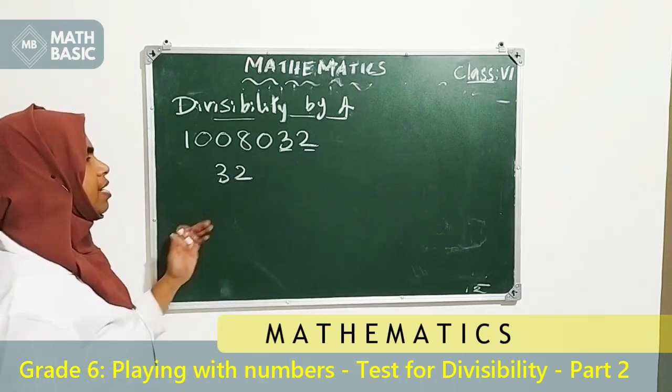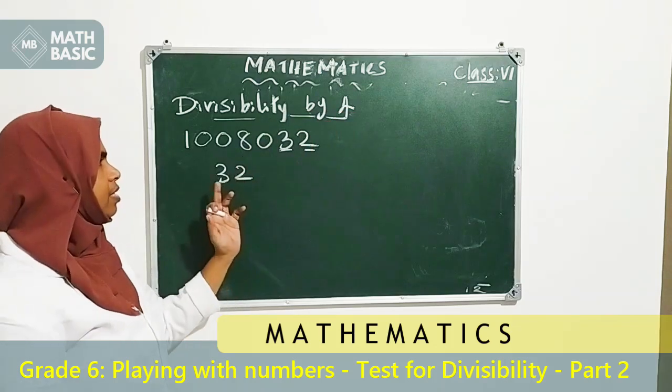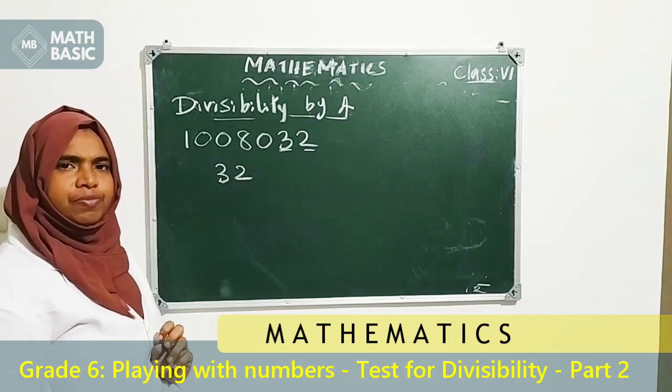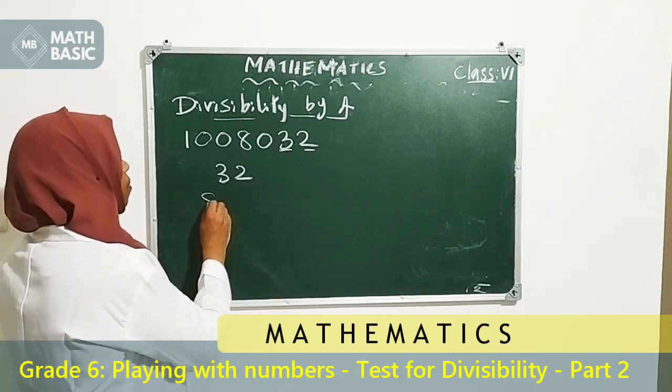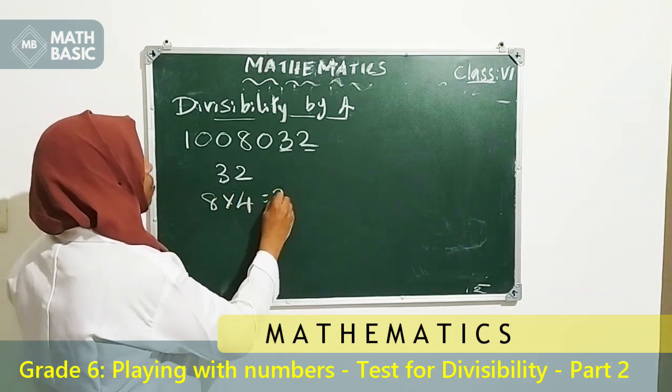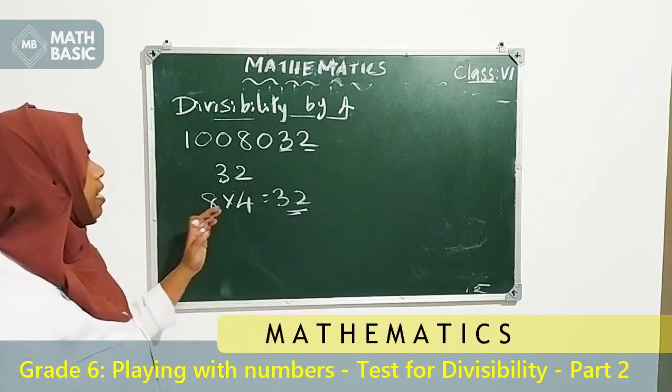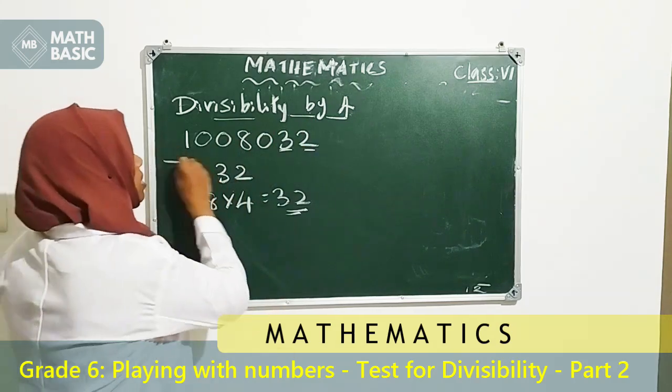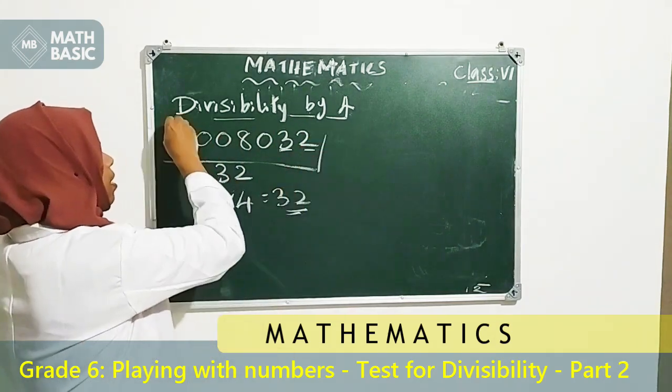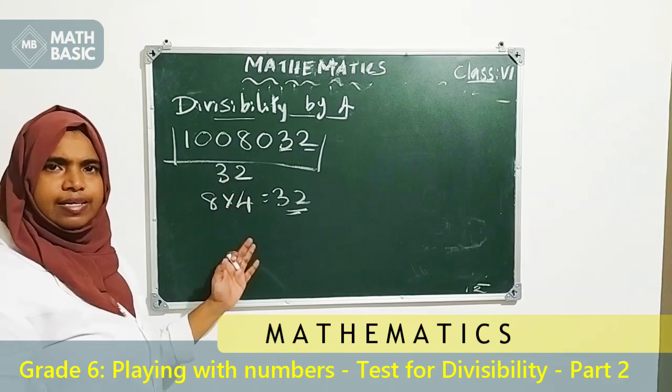We know it very easily. In the fourth table, 8 4s are 32. We know 8 4s are 32. So we can say that this number is divisible by 4. This is the easy method.